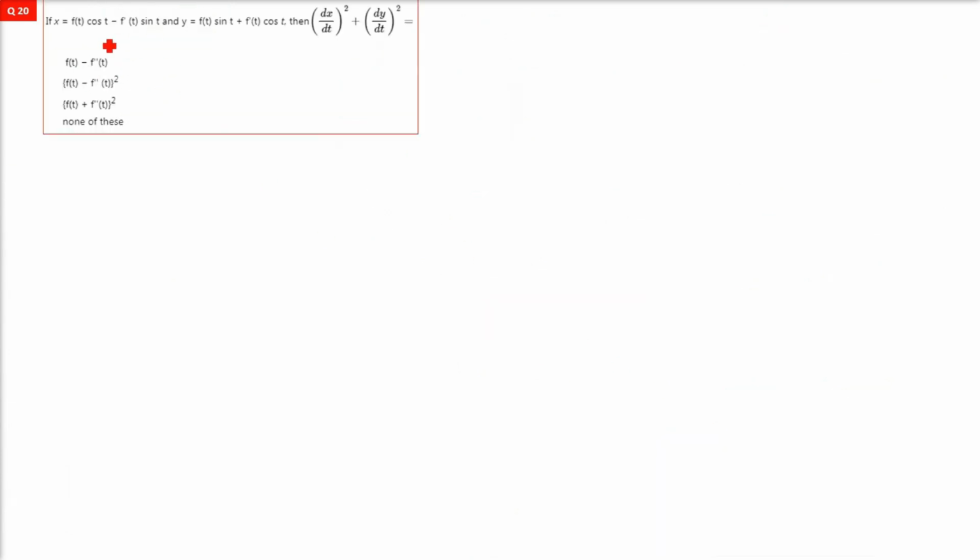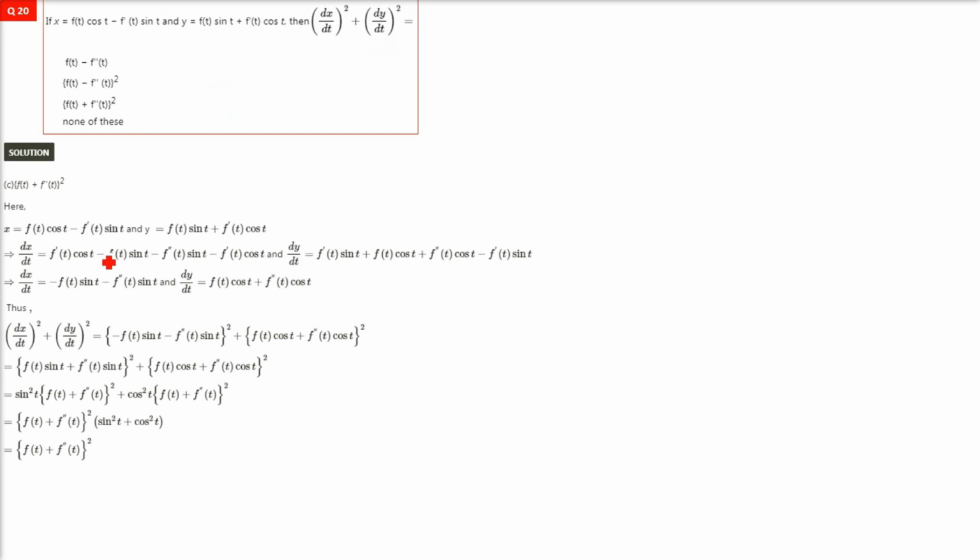Now we have x equals f(t) cos t minus f dash t sin t. So we have functions only here, and then y is also given, and we have to find out this. We have already done part of these questions in our previous discussions. So let us see how we go about it. Just differentiate it and put it in the formula being given, (dx by dt) whole square plus (dy by dt) whole square. So let us start. x is equal to f(t) cos t minus f dash t sin t.